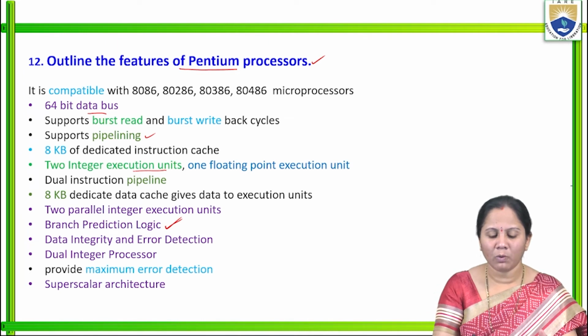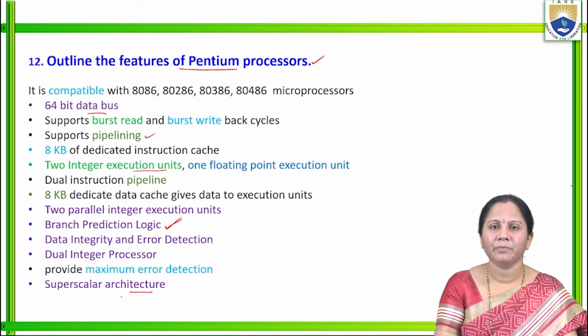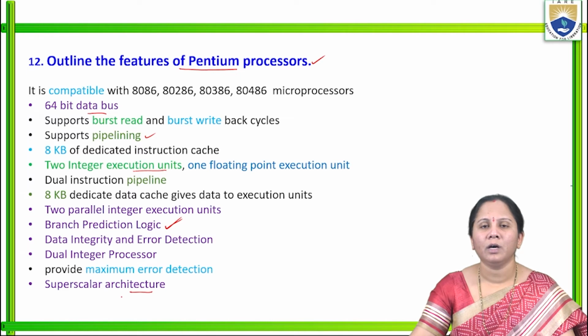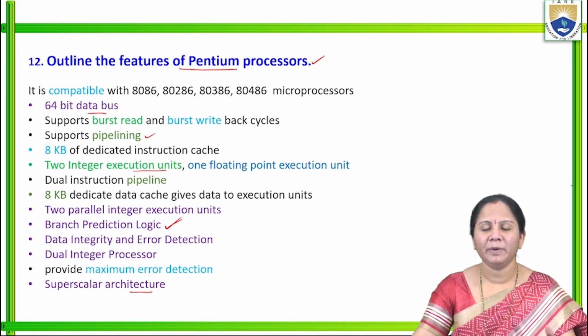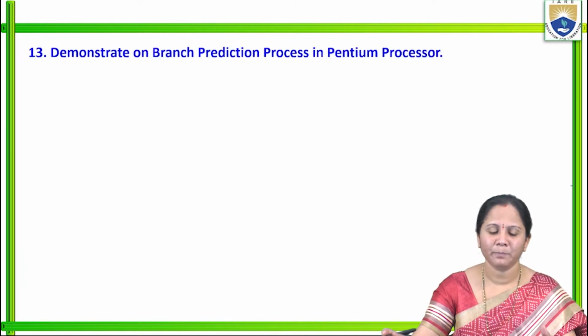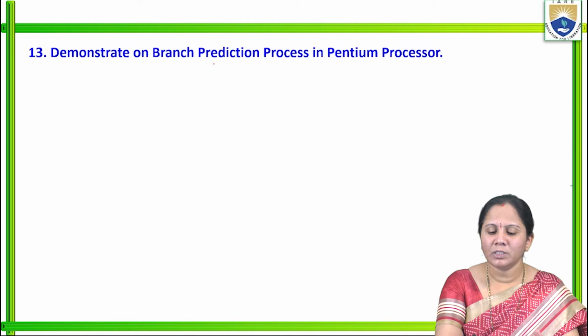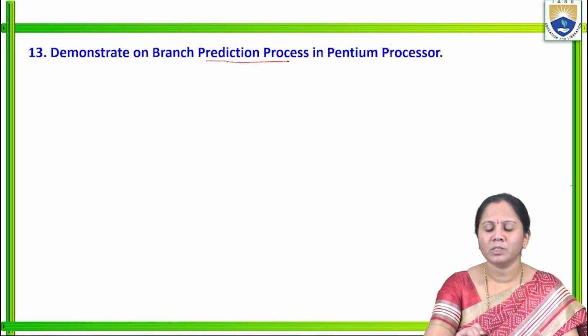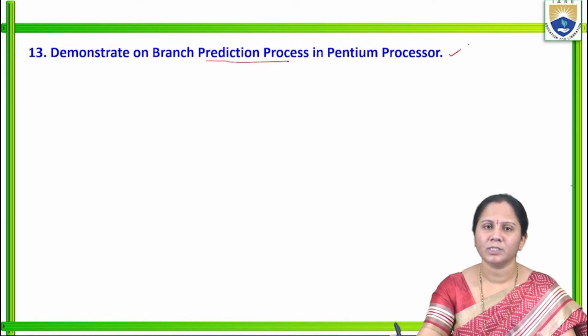Okay, so how about the architecture, which type of architecture this Pentium processor supports. So all these features we have to write related to the Pentium processor. And next, demonstrate on branch prediction process in the Pentium processor.